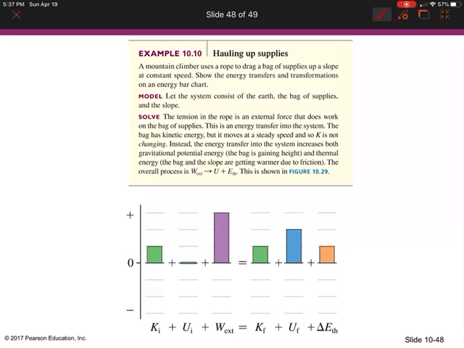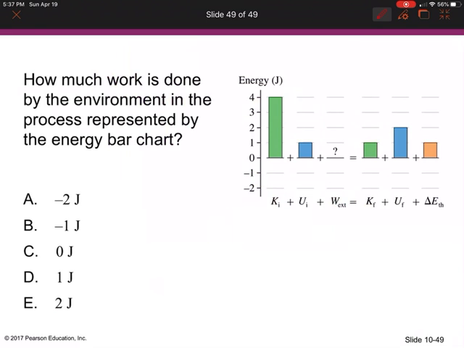And here we've got this last example. I think this is already solving it for you. The mountain climber uses a rope to drag a bag of supplies up a slope at constant speed. Show the energy transfers and transformations on an energy bar chart. It's showing you the initial kinetic energy plus the initial potential energy is equal to your external work, and that all equals out into that energy principle.